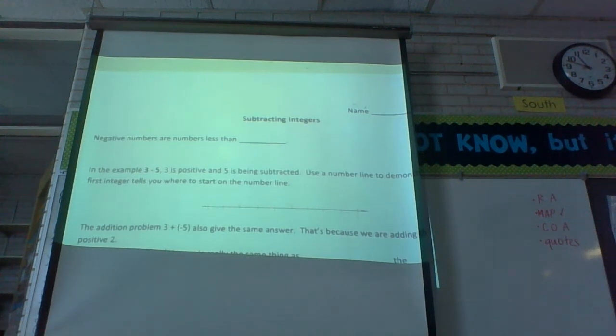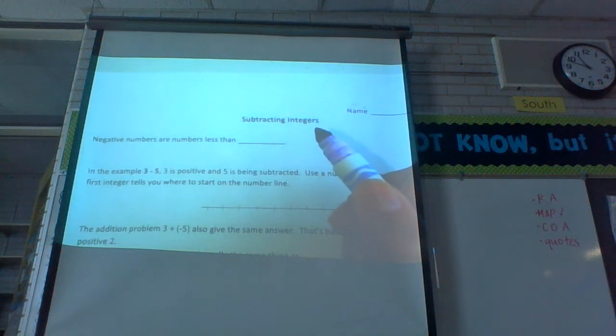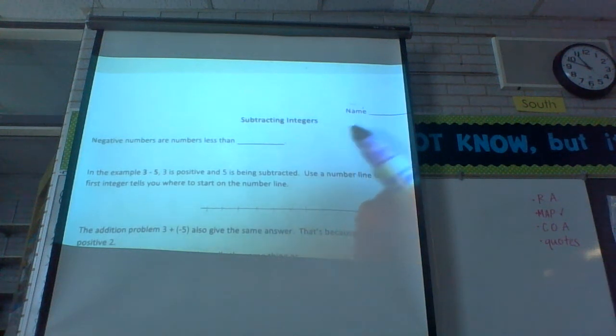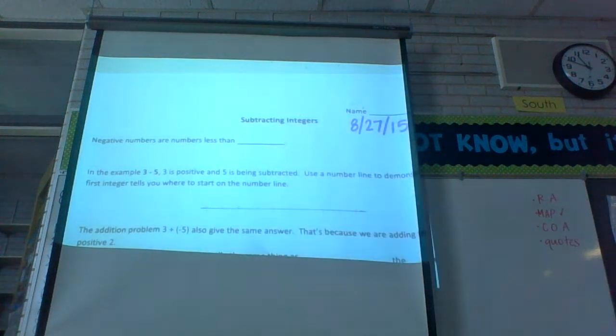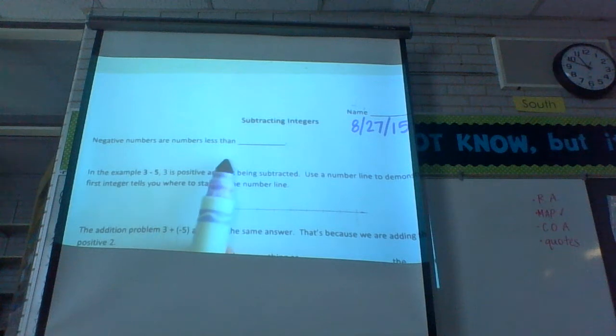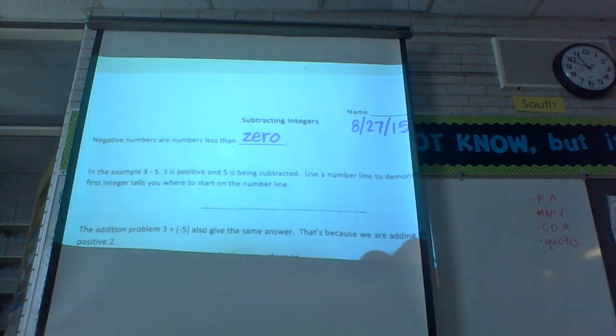So we talked a little bit about integers today and adding integers. So tonight you are going to be focusing on subtracting integers. And keep in mind that anything I am writing down, you are responsible as well for writing down. So put your name, wouldn't hurt to have the date. And here we go. Negative numbers are numbers that are less than 0. Hopefully you knew that.